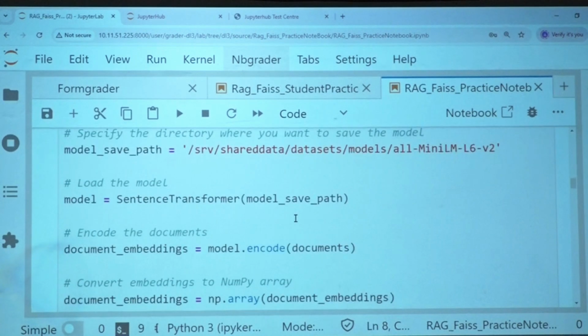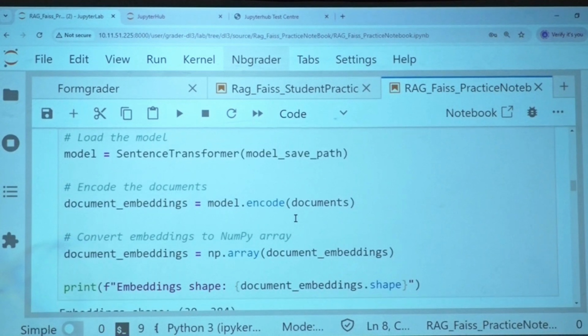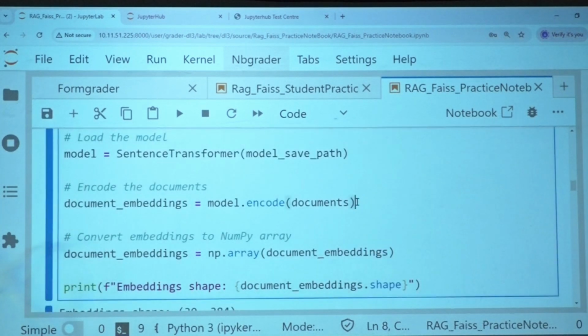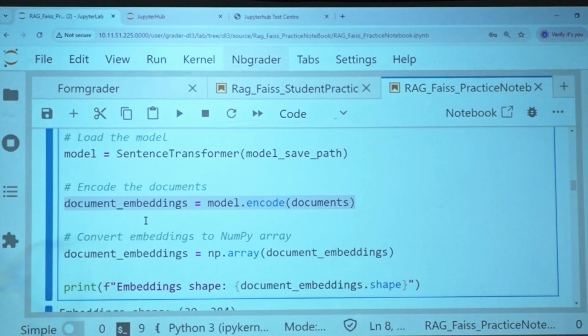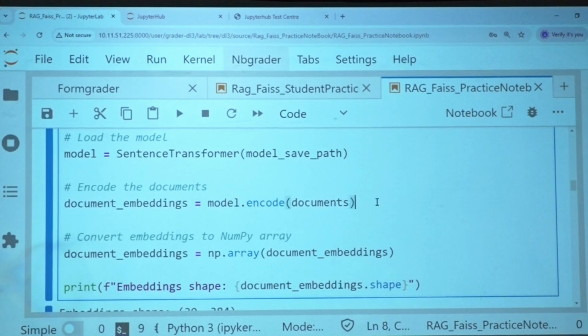Then you take the documents that you have sitting in that list and ask the model, now that the model is loaded, to encode the documents, or embed the documents. So document embeddings will be produced as a result. This is the first step: you take the documents and produce embeddings.